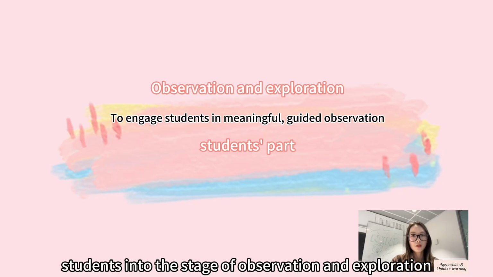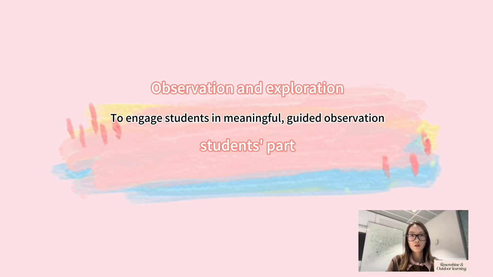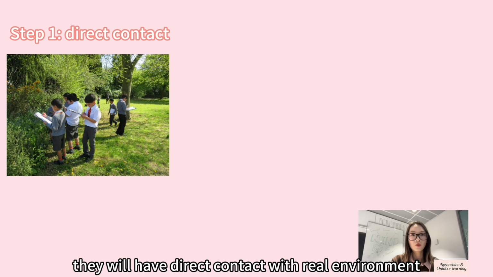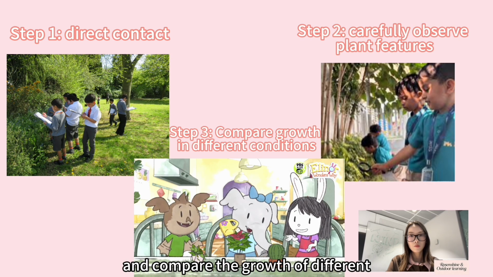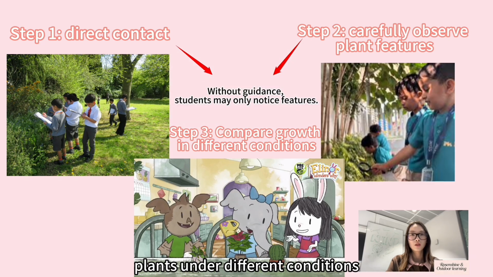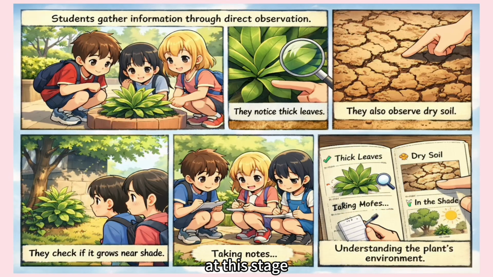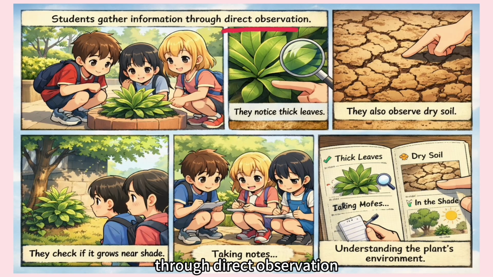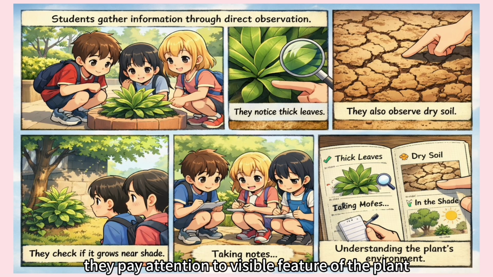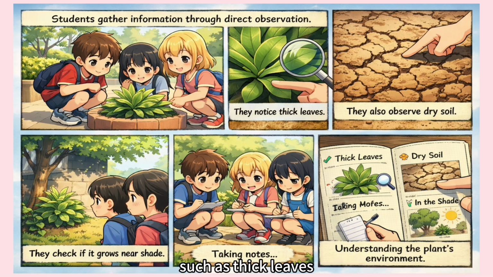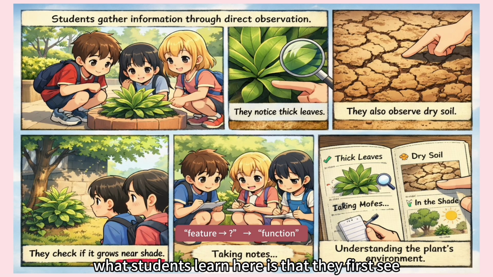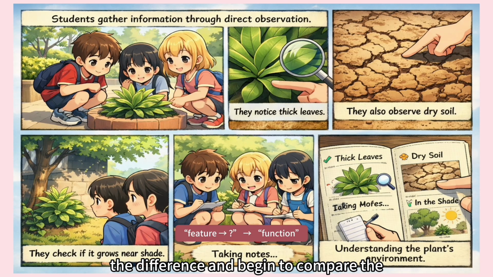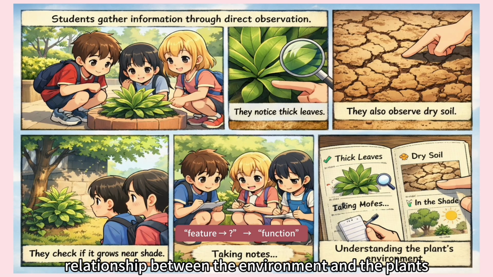Next, students enter the stage of observation and exploration. They will have direct contact with the real environment, carefully observe physical characteristics of plants, and compare the growth of different plants under different conditions. At this stage, students gather information through direct observation. They pay attention to visible features of the plant, such as thick leaves, dry soil, or whether the plant grows near shade. What students learn here is that they first see the difference and begin to compare the relationship between the environment and the plants.